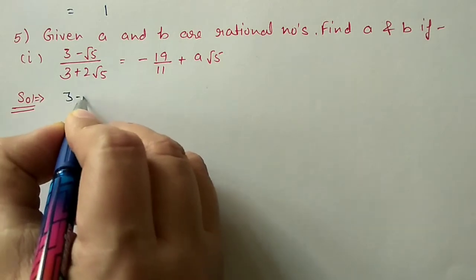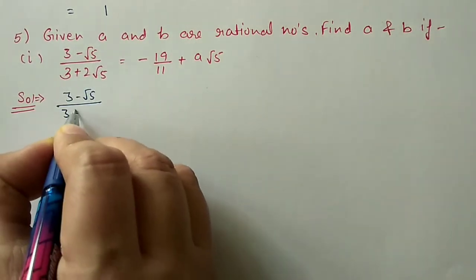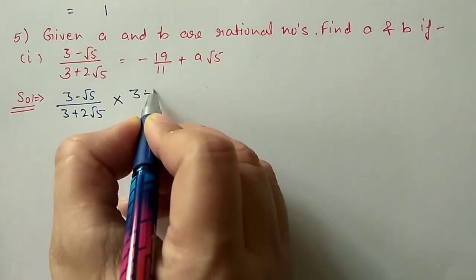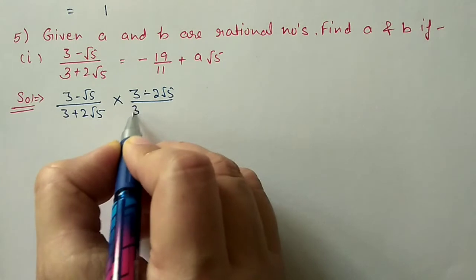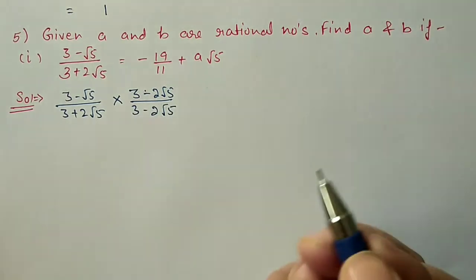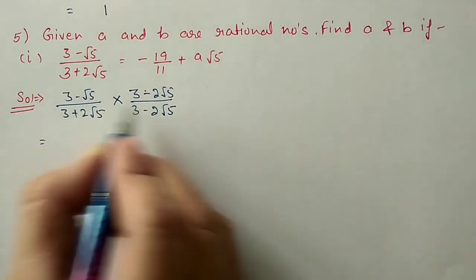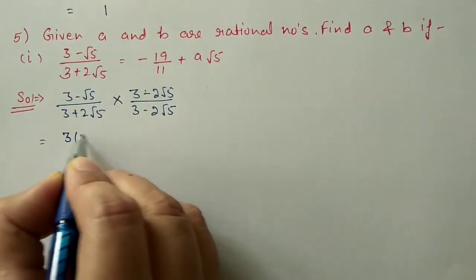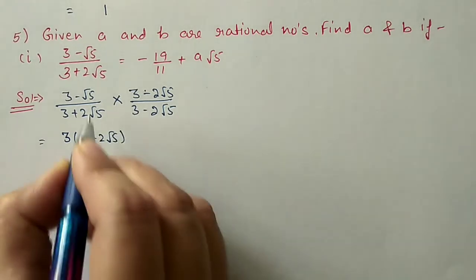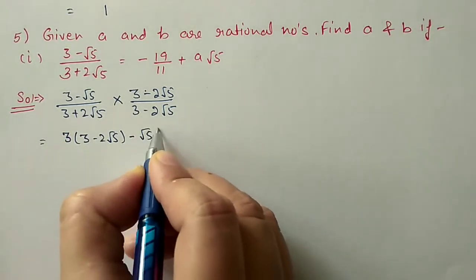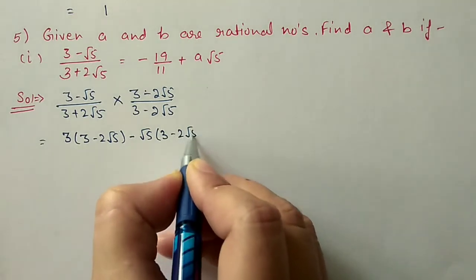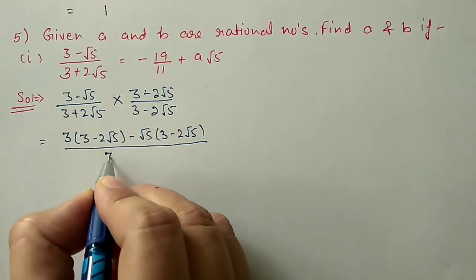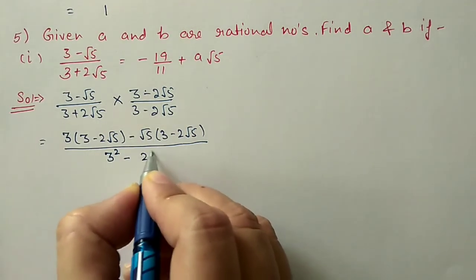So we have 3 minus root 5 divided by 3 plus 2 root 5. We will multiply up and down with 3 minus 2 root 5. Then in the numerator, these two we have to multiply with the first term. We will multiply this second bracket 3 minus 2 root 5. Then with this second number, with root 5, we will multiply this second one. And in the denominator we can use the formula a plus b into a minus b, a square minus b square.